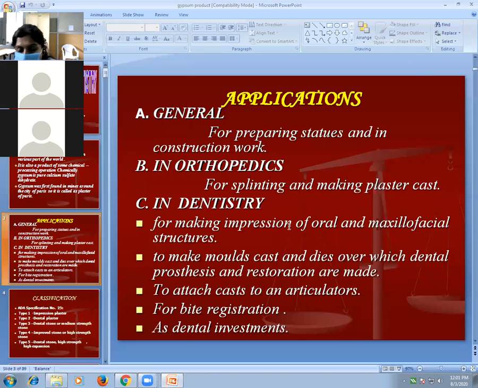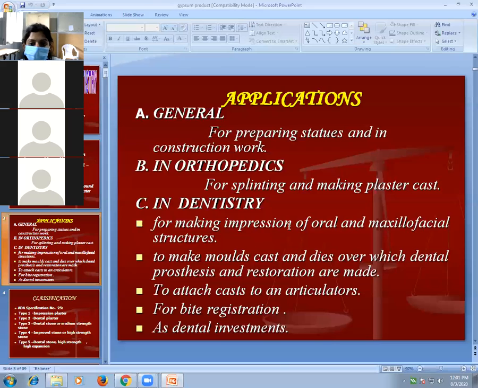So the gypsum which we use for the impression is different from the gypsum we use for making casts, molds, and dies. Basically, what is a cast? A cast is a positive replica of oral tissue, and an impression is a negative replica of oral tissue. So, after making the impression, we pour the cast with the help of dental plaster, to get a positive replica.